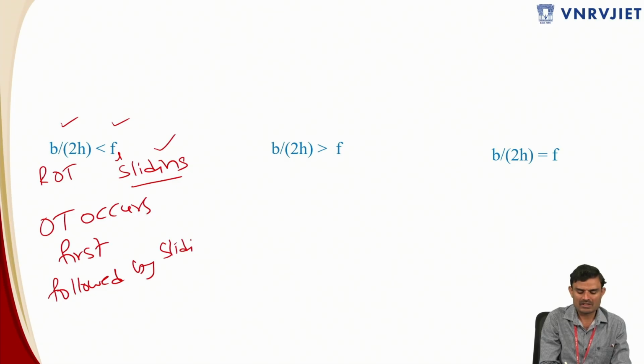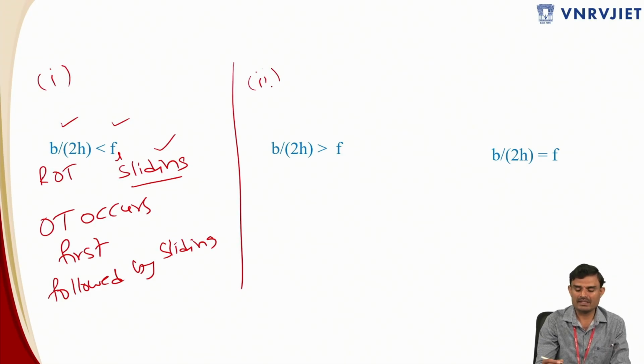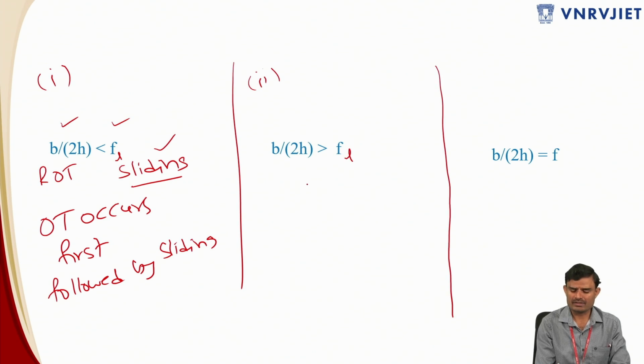Why both are occurring? Because both the values are less than that of P by W. So both are occurring, but the first one is overturning. So this is the first case in the D sub case, and this is the second case in the D case where we have B by 2H is greater than FL.